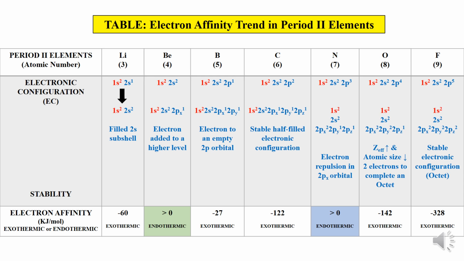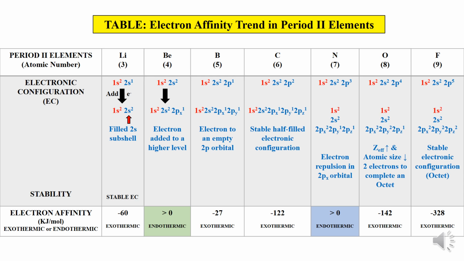Lithium's electronic configuration is 1s2 2s1. After adding an electron, where does the electron go? The added electron goes to the 2s orbital. That leads to a filled 2s subshell, so it has attained a stable electronic configuration. And therefore, that is reflected in the electron affinity value below. Minus 60 is the electron affinity value, so it has a high electron affinity value. And therefore, it is an exothermic reaction, which is favorable.